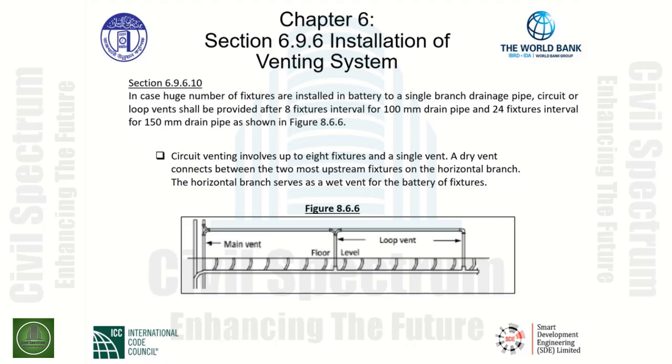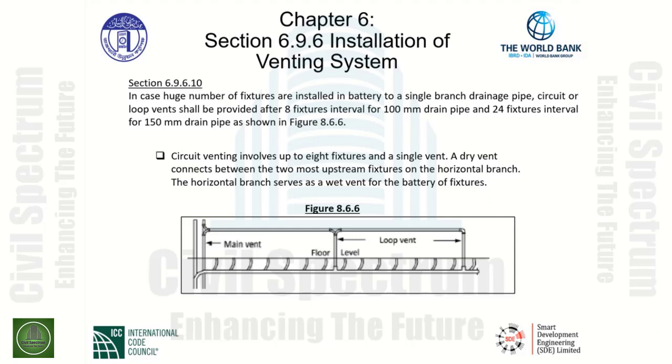Circuit venting involves up to 8 fixtures in a single vent. A dry vent connects between the 2 most upstream fixtures on the horizontal branch. The horizontal branch serves as a wet vent for the battery of fixtures.